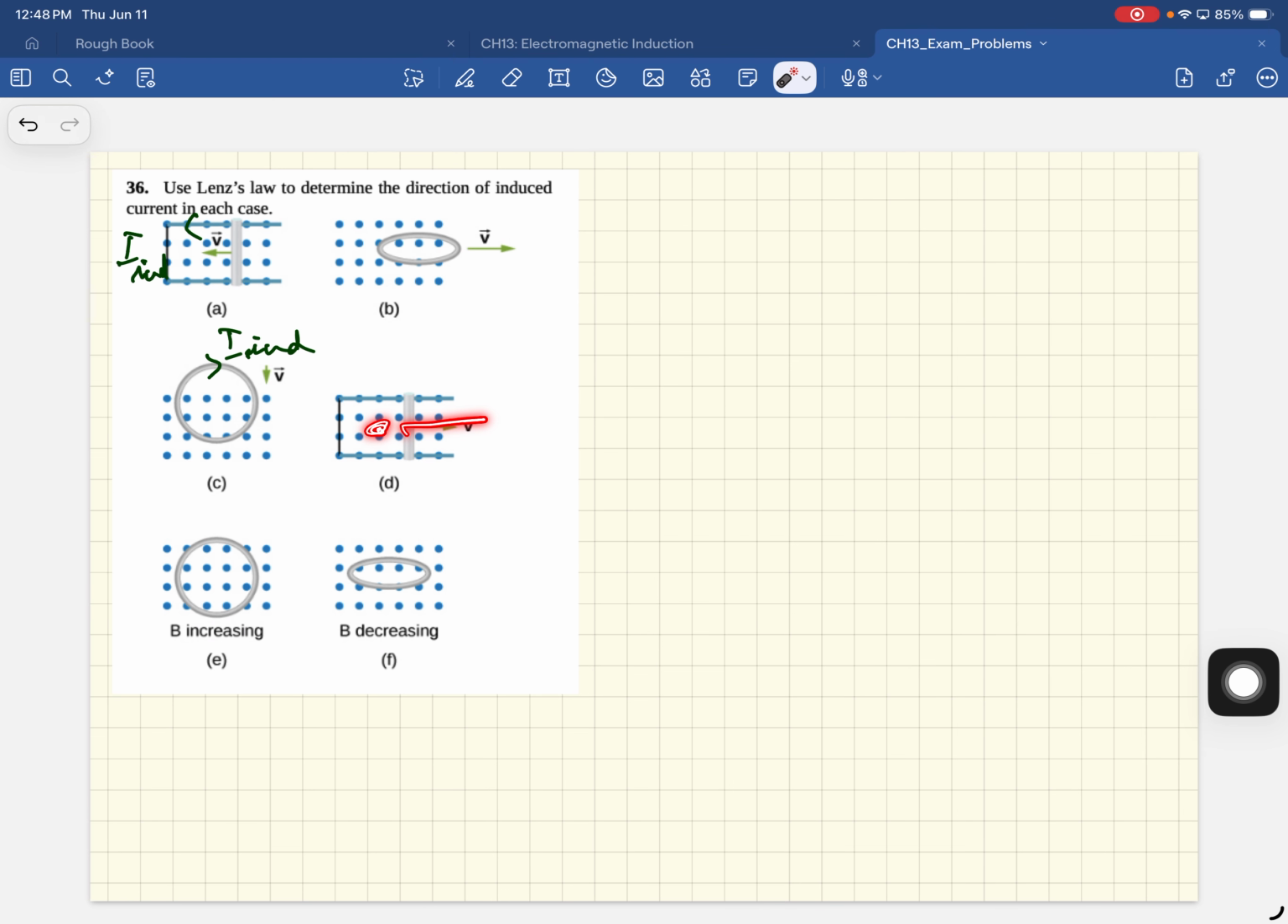So the rod shown in the figure is moving through a uniform field of magnitude 0.5 Tesla with a constant velocity of 8 meters per second. So that's roughly how fast a person can run. What is the potential difference between the ends of the rod?